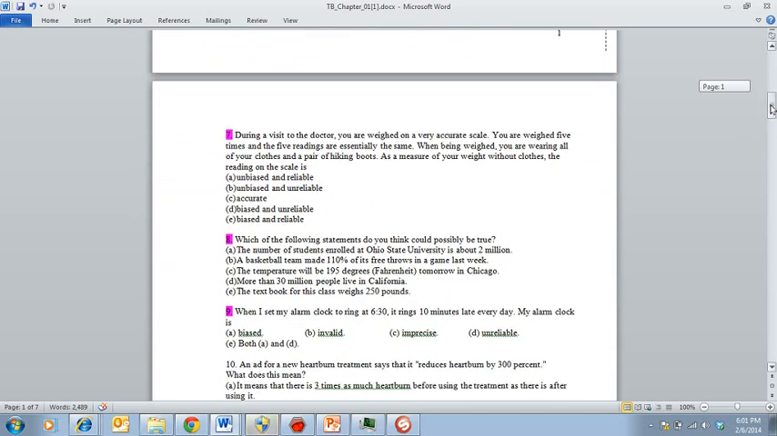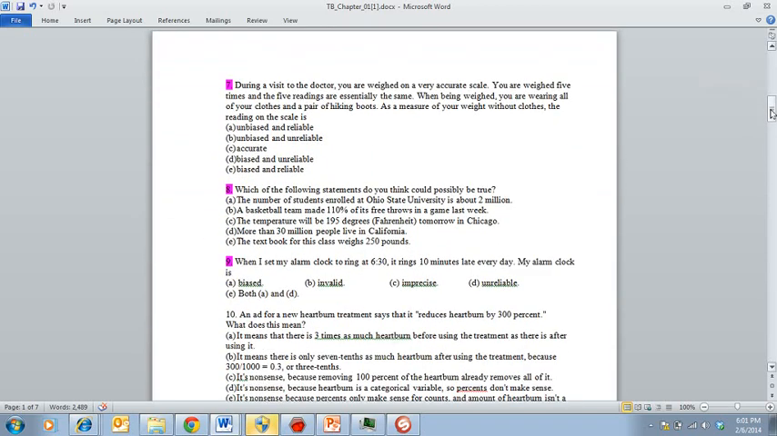Let's see, number 7. During a visit to the doctor, you are weighed on a very accurate scale. You are weighed 5 times and the 5 readings are essentially the same. When being weighed, you are wearing all of your clothes and a pair of hiking boots. As a measure of your weight without clothes, the reading on the scale is, well, that's obviously that hiking boots and the clothes are going to add weight to you. So it's going to be the same weight each time. That error is going to be biased. So this is obviously biased.